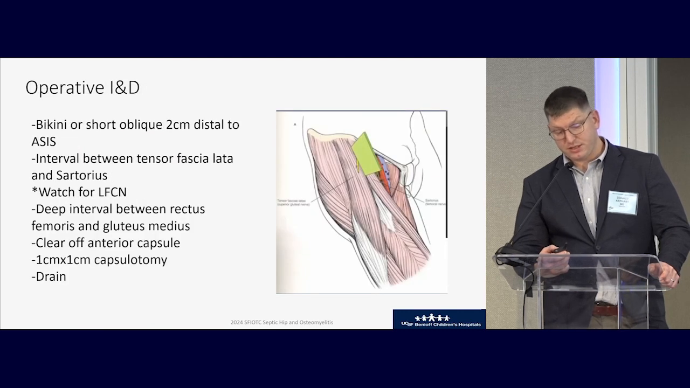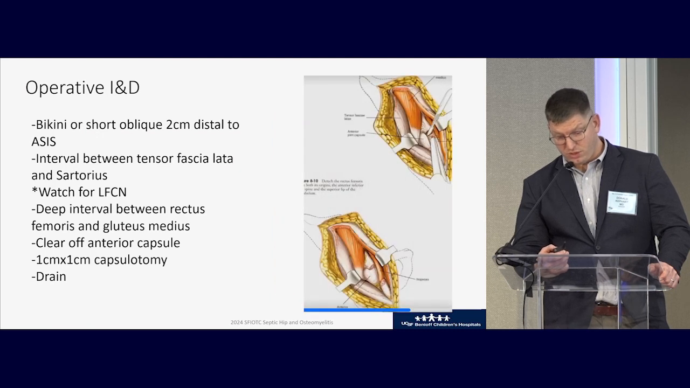Treatment of septic arthritis is an operative I&D. It's going to be done with the bikini incision or a short oblique incision about 2 centimeters distal to the ASIS. The interval is between the tensor fascia lata and the sartorius. Watch out for the lateral femoral cutaneous nerve. The deep interval is between the rectus femoris and the gluteus medius.